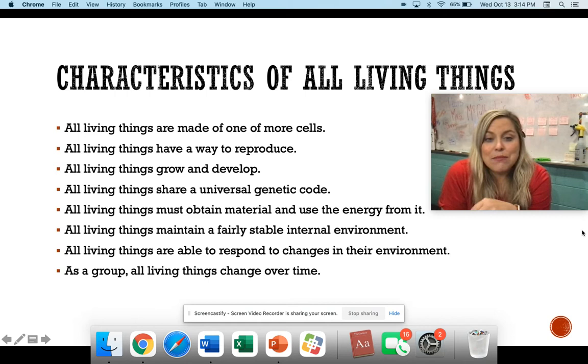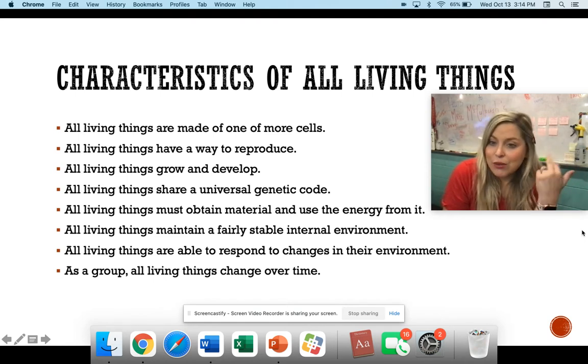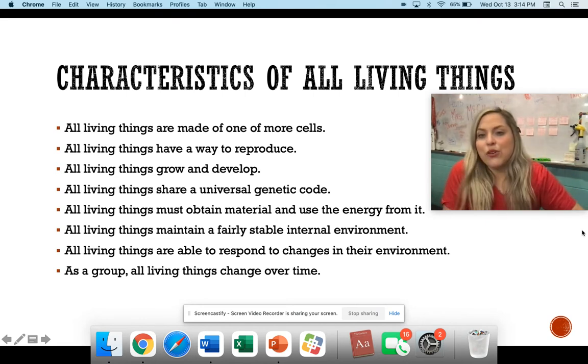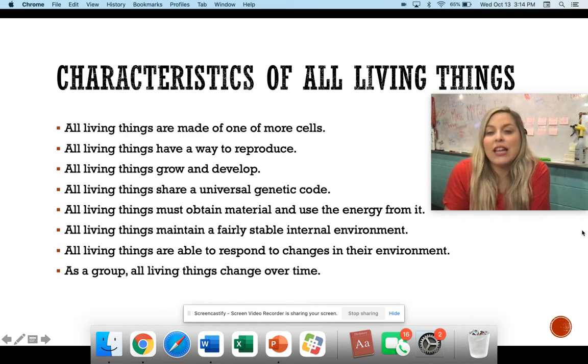All living things must obtain material and use the energy from it. So think of the way that we take in food, right? And then the way we break that down and we gather the nutrients in that food and we use that for energy, or the way that we inhale oxygen and we take the oxygen, and through the process of cellular respiration, it provides energy to the mitochondria that then provides energy to the cell.